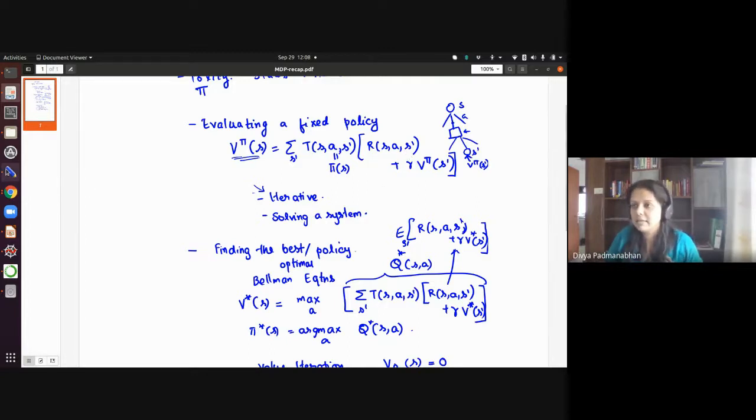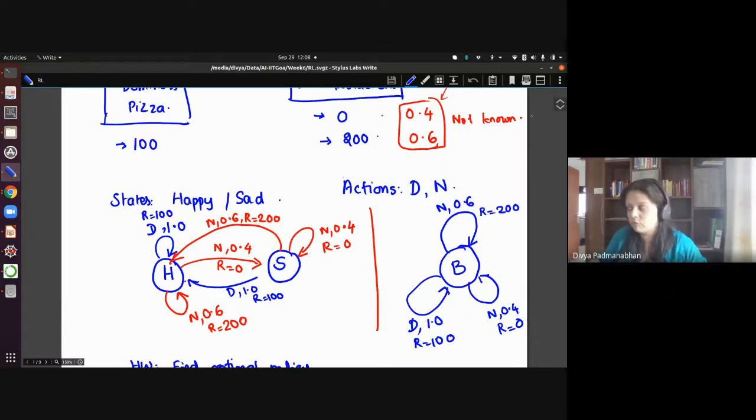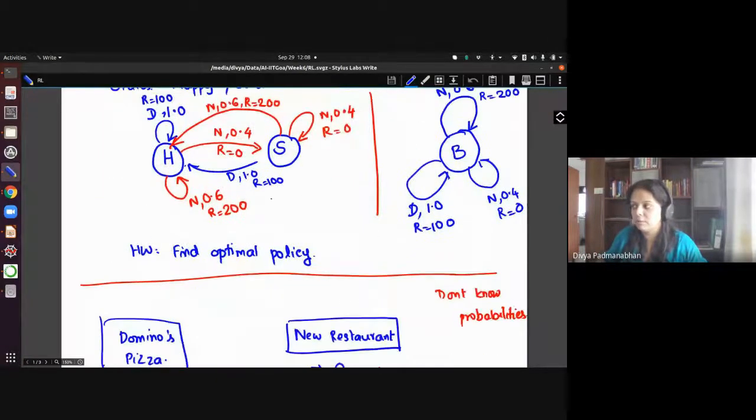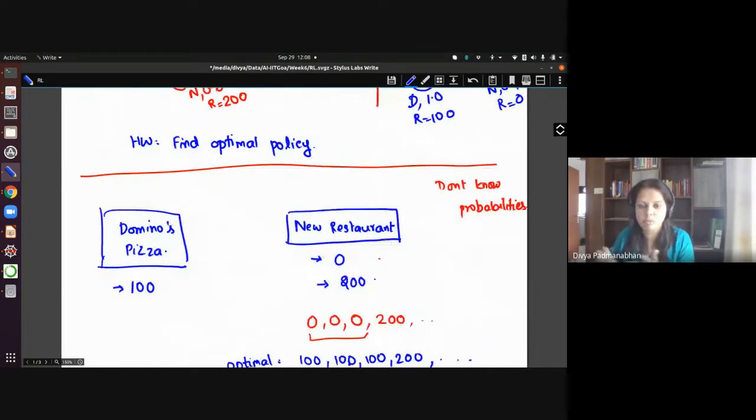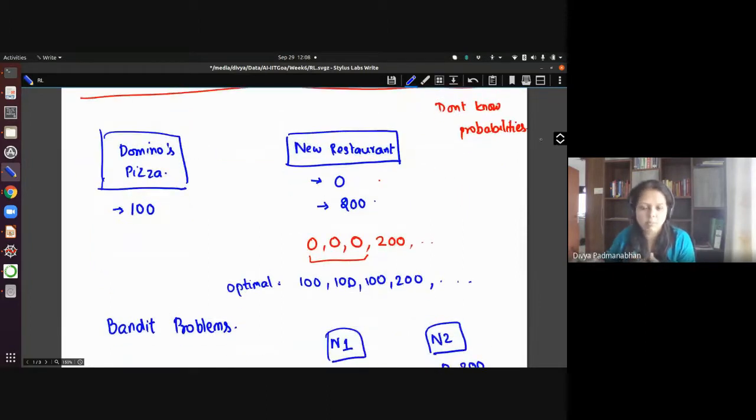Okay, so yesterday what we said is, now we are going one step further, where we don't know these probabilities. We don't know these transition probabilities, so these numbers we don't know. We also don't know these rewards. And we saw this simplified example, where there were two restaurants and you had to choose between them, without knowing the probability of each of these rewards. The new restaurant had 0 or 200. You didn't know the probabilities. So this was a setting where you knew the rewards for the new restaurant, but you didn't know the probabilities. But generally, even maybe the rewards are not known. You will know only once you try it.